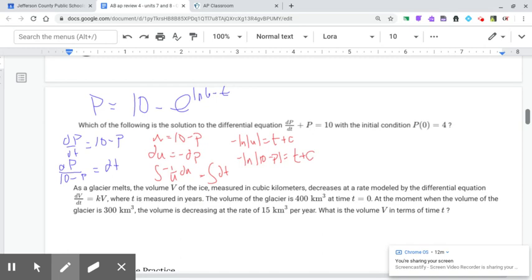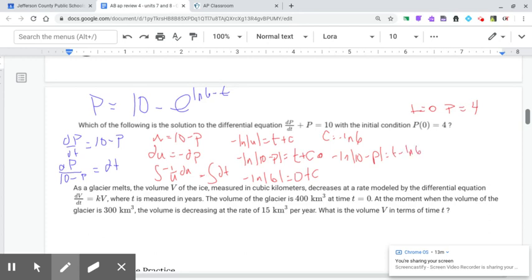All right. If you put in the initial condition, then time is 0, p is 4, goes in. So I get negative log of 6, which at that point 6 is positive, so I can dump the absolute value, equals 0 plus c. So c is negative log of 6. That means then that this equation becomes negative log of the absolute value of 10 minus p equals t minus log of 6.